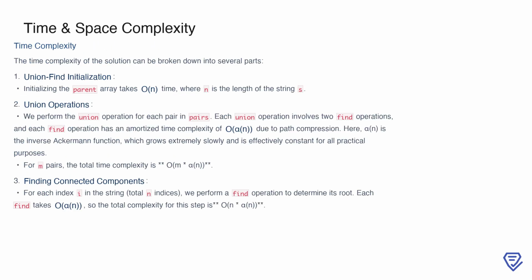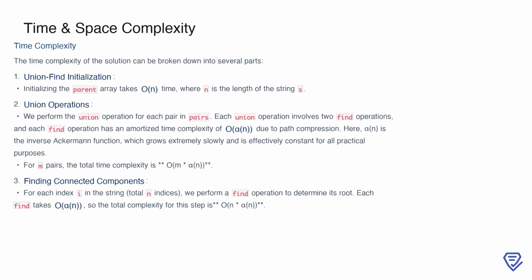To analyze the time complexity of our solution, we break it down into individual steps. First, initializing the union-find data structure involves creating a parent array of size n, where n is the length of the string. This takes O(n) time. Next, we perform union operations for each pair in the pairs array. Each union operation consists of two find operations, and with path compression, the amortized time complexity of each find is α(n), where α(n) is the inverse Ackermann function. This function grows so slowly that it's effectively constant in practice. For m pairs, the total time for all union operations is m * α(n).